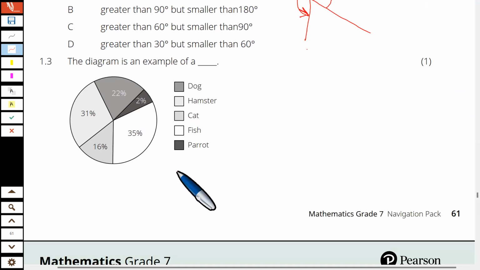Right, so let's look at the following diagram. It's very nice and decorated, 1.3. The diagram is an example of what? Because you have a dog, a hamster, a cat, fish, and a parrot.